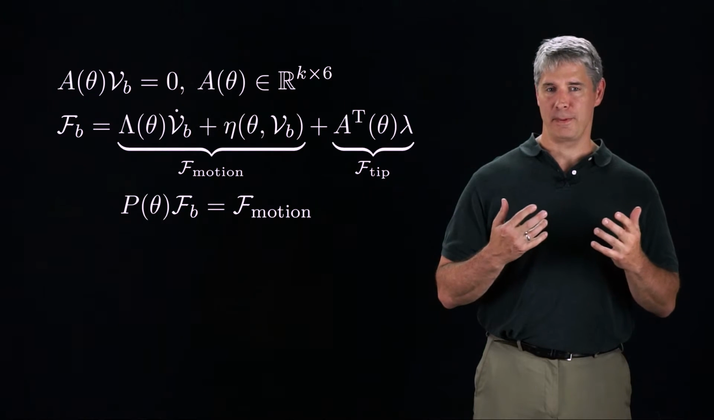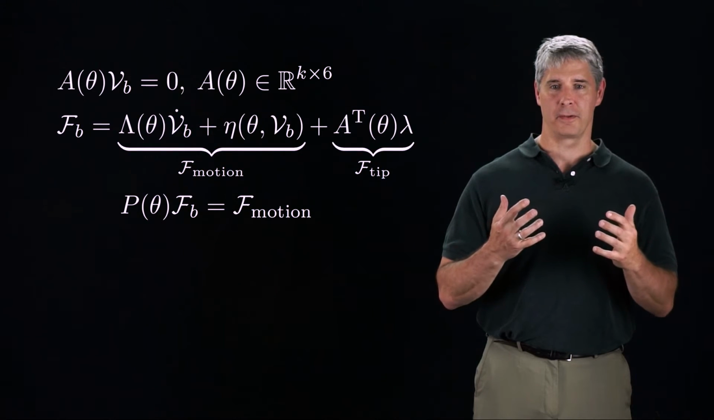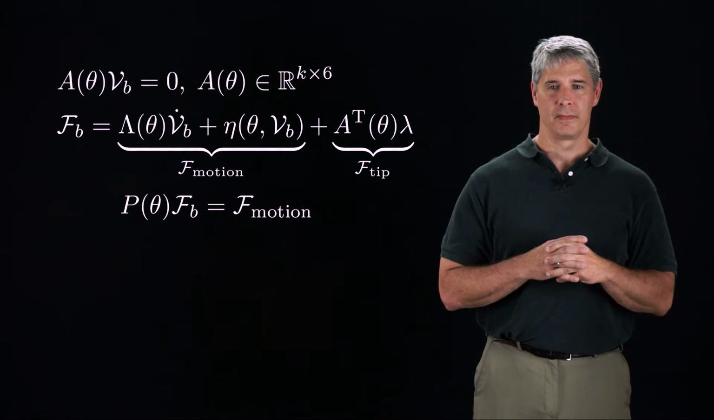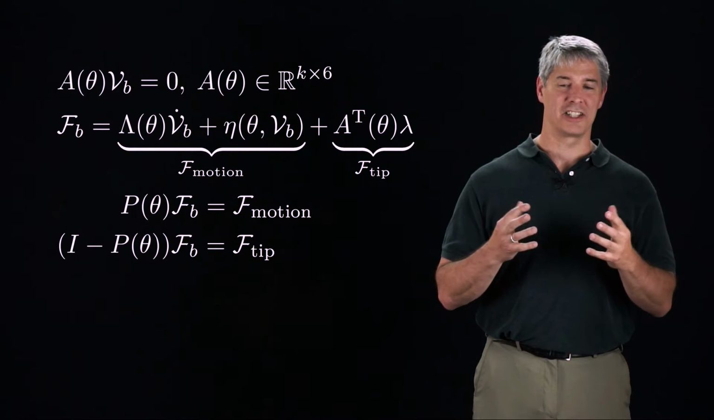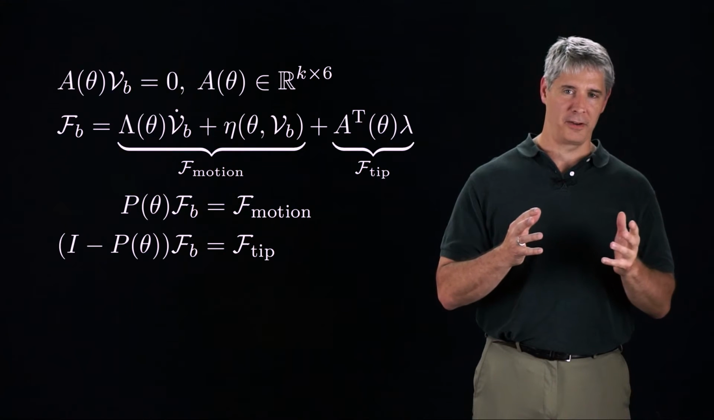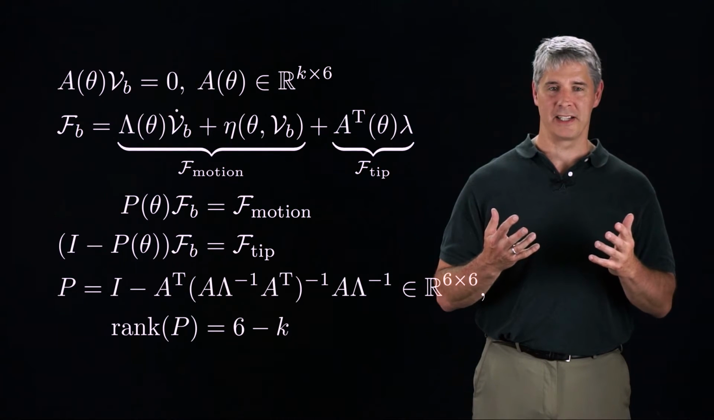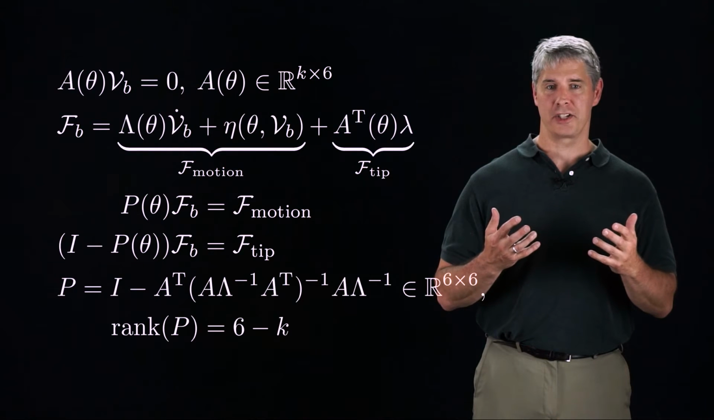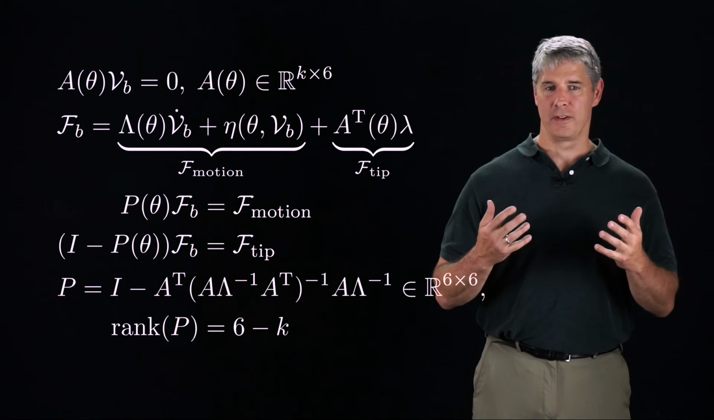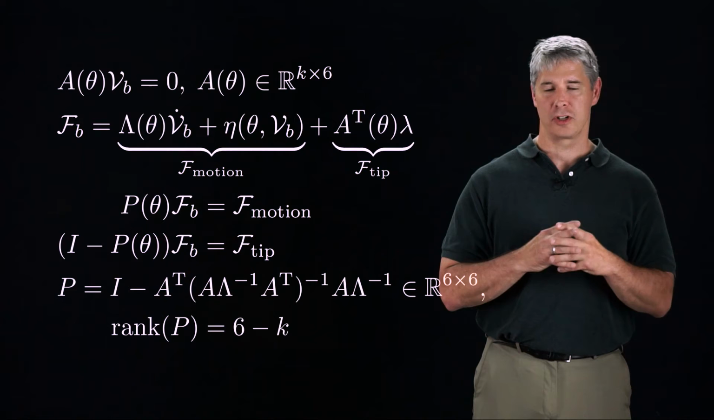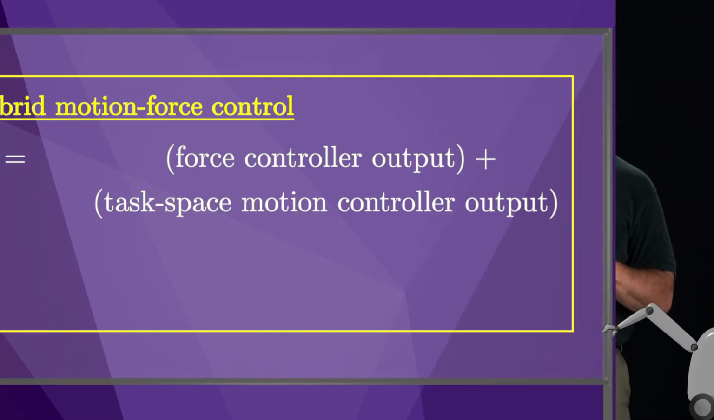We can define a projection matrix P of theta, following the development in Chapter 8, that projects an arbitrary end effector wrench FB to the portion of the wrench that causes motion of the end effector. The complement of that projection, the identity matrix minus P, extracts the portion of the wrench that acts against the constraints. Skipping the derivation of P, which can be found in the book, we get this equation for the 6 by 6 matrix P, where the rank of the P matrix is 6 minus K. In other words, 6 minus K wrench directions cause robot motion, and K directions cause constraint forces. If the environment has moving masses, as with the door, the mass properties of the environment should be incorporated in the dynamics. With all of this as background, we can express our hybrid motion force controller in this form.